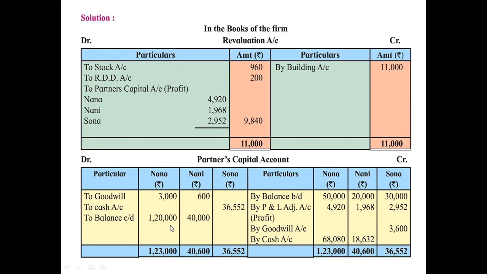While since the amount of capital is increased for the continuing partners, they have to pay this cash to the firm. Like Nana will pay 68,080 and Nani will pay 18,632. So this cash comes in the business. So that adjustment you have to do now while making the new balance sheet.